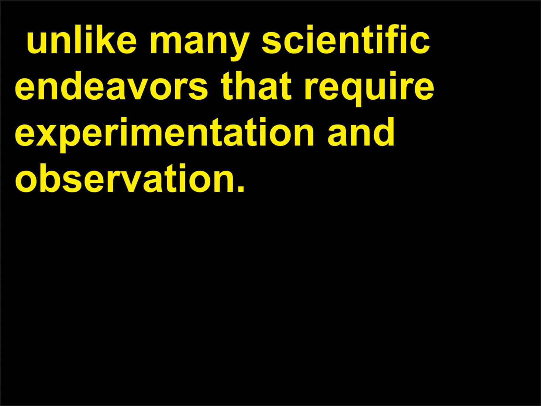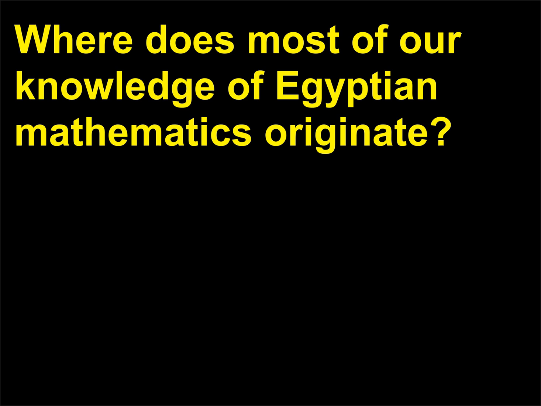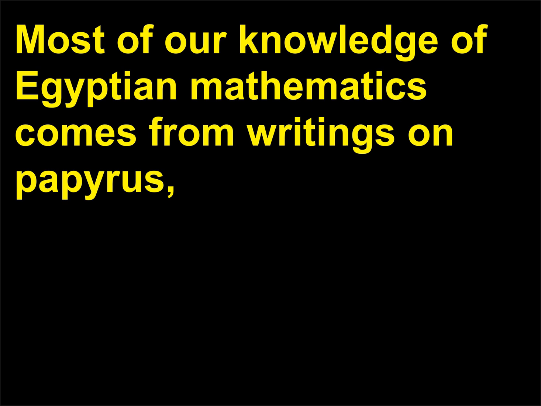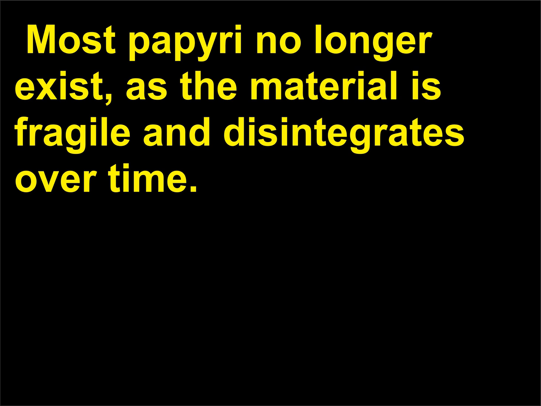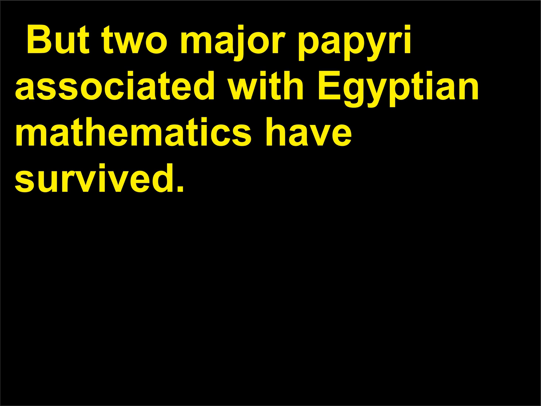Where does most of our knowledge of Egyptian mathematics originate? Most of our knowledge of Egyptian mathematics comes from writings on papyrus, a type of writing paper made in ancient Egypt from the pith and long stems of the papyrus plant. Most papyri no longer exist, as the material is fragile and disintegrates over time. But two major papyri associated with Egyptian mathematics have survived.